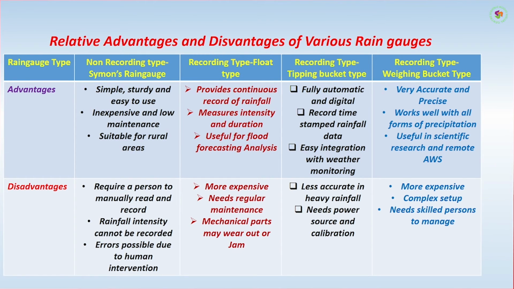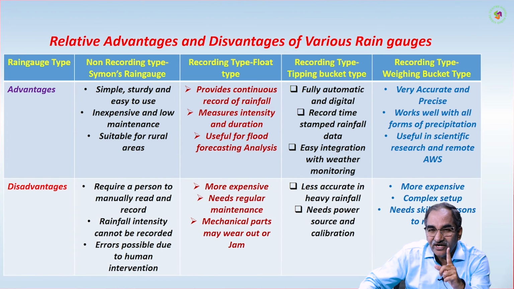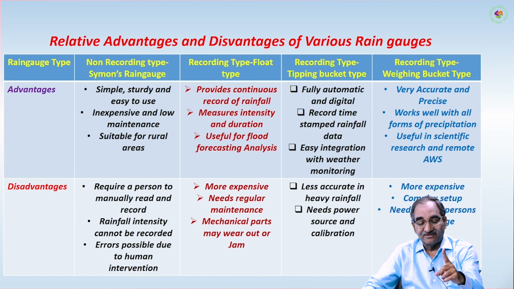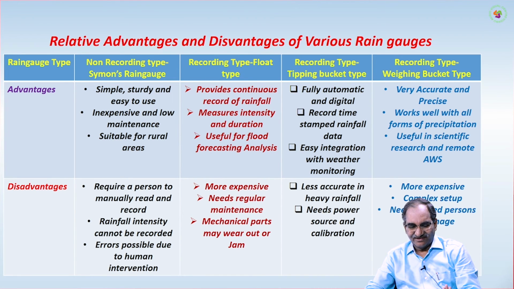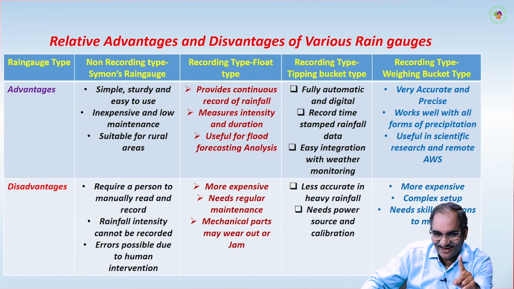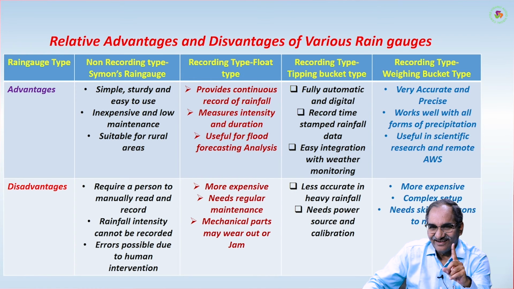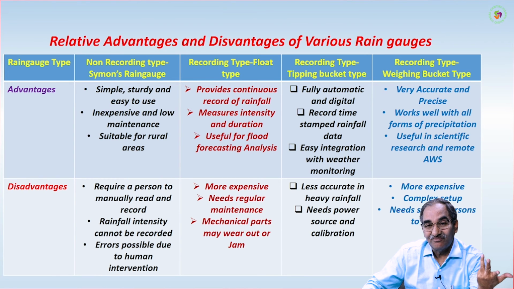What are the advantages and disadvantages of the various types of rain gauges? If you take the non-recording rain gauge, I don't need to tell you, it is simple, sturdy, inexpensive, easy to work, low maintenance, and suitable in any area, especially rural areas. What are the disadvantages? A person must actually be present. Second, it gives only rainfall, not rainfall intensity. Third, human intervention is there, so errors are possible.